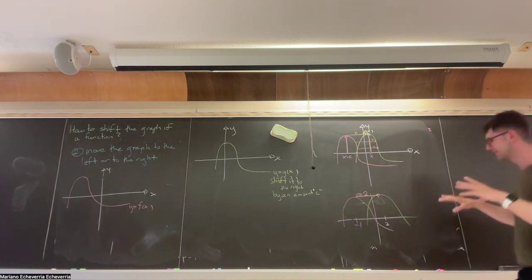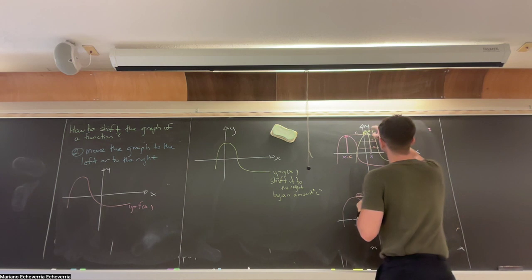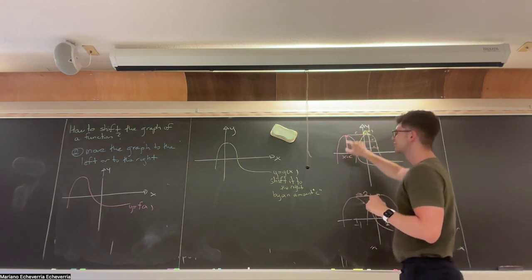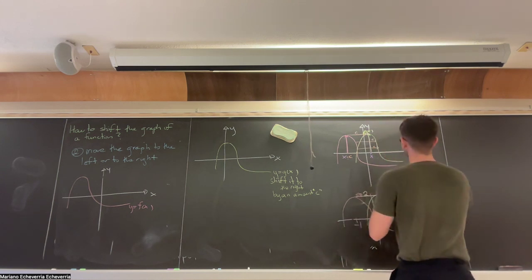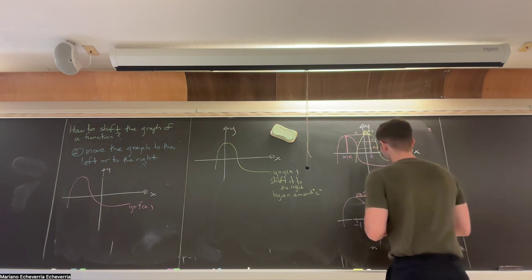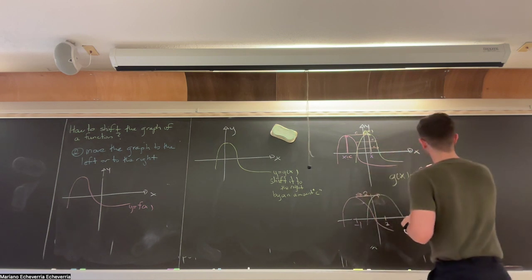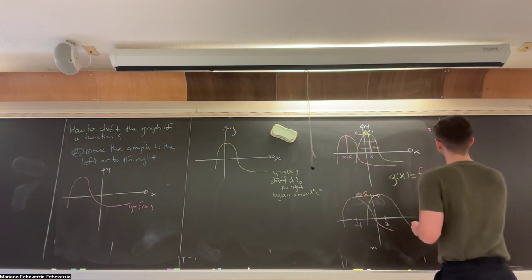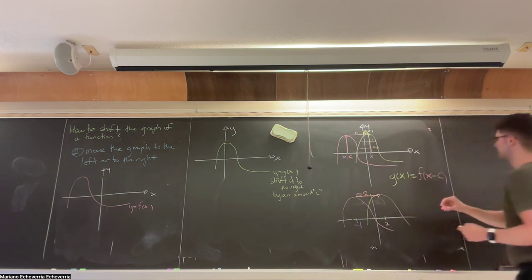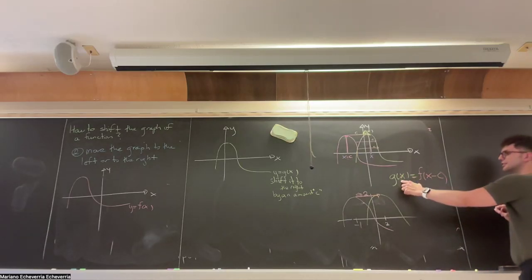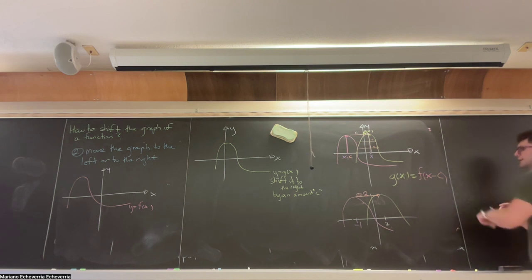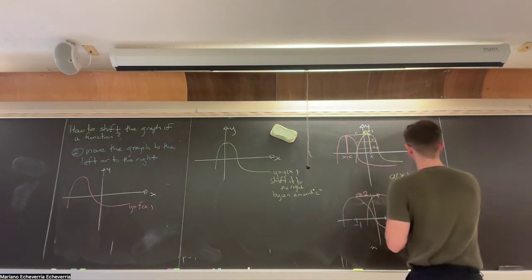What that means, sorry, this is a bit confusing, is that g of x should be the value that the original function had at x minus c. So let me put it like this: g of x is f of x minus c. What that means is that if you have functions related like this, then the graph of g is just the graph of f moved to the right by c.